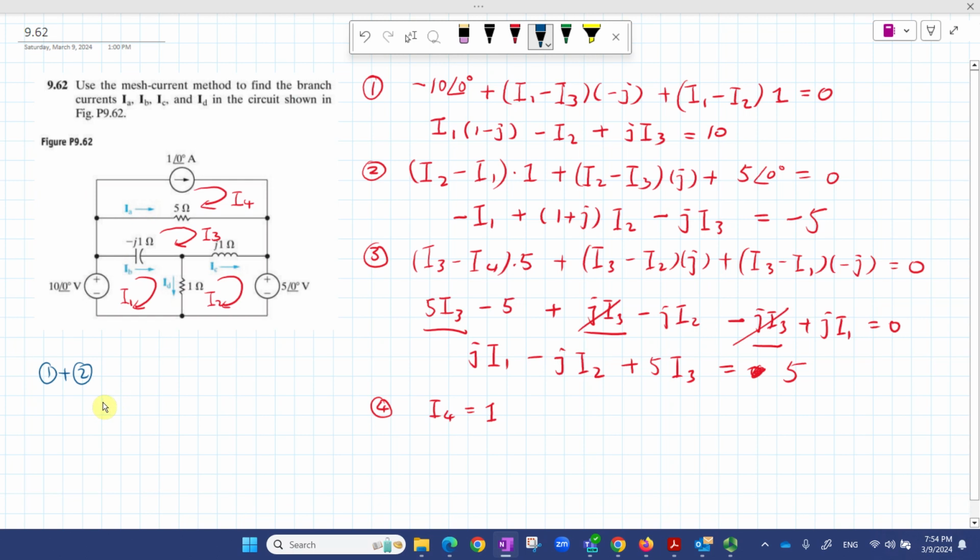Let me have a look. So what I get. Okay, I get negative j i1 plus j i2 equal to 5. Okay, I call this one number 5. Okay, and what I also can do, so for this one I want to cancel this one.